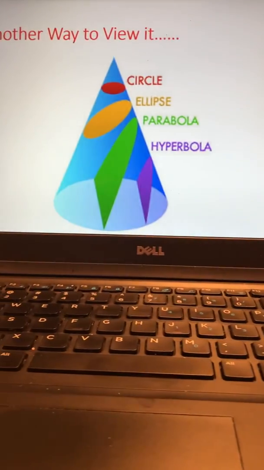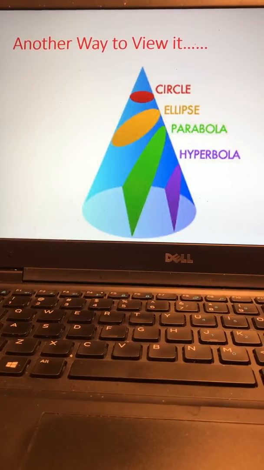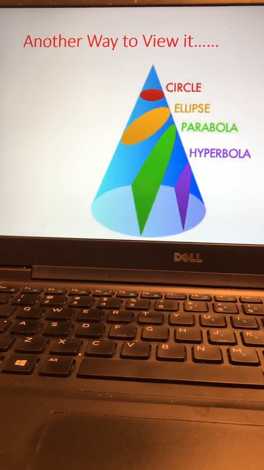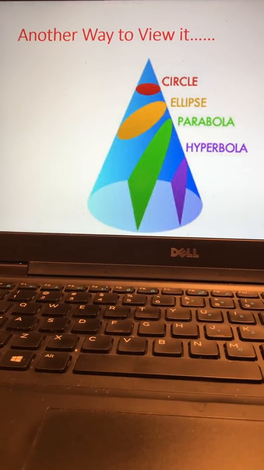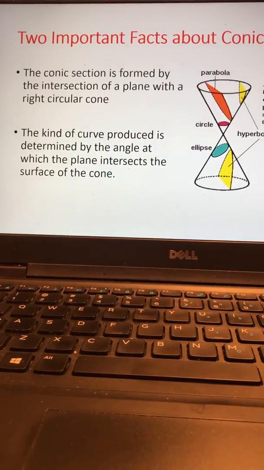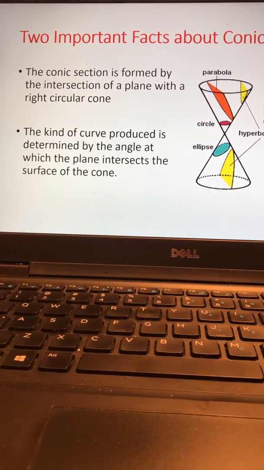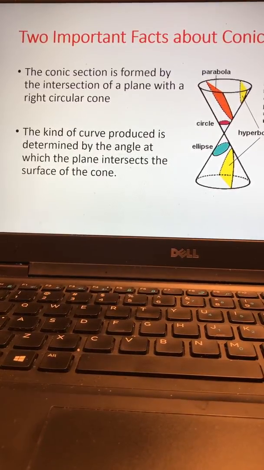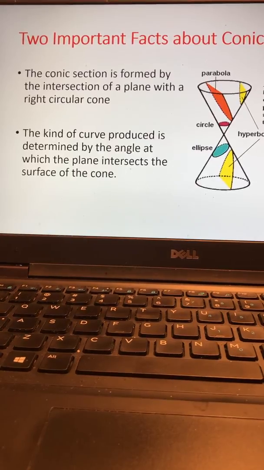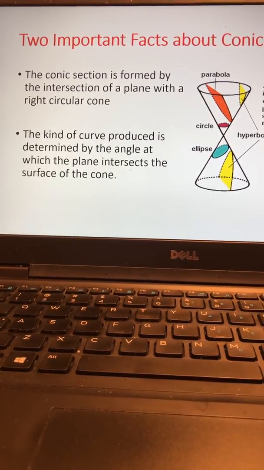Okay, here's another way to view it, right? If you look, you can see the four different types of conic sections that are possible when a plane intersects a cone. Okay, here's another way to look at it. All right, just some important facts. The conic section is formed by the intersection of a plane with a right circular cone. The kind of curve produced is determined by the angle at which the plane intersects the surface of the cone.